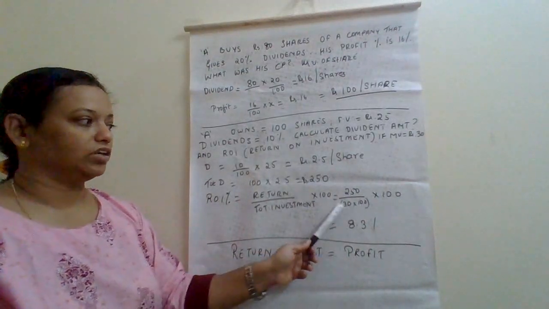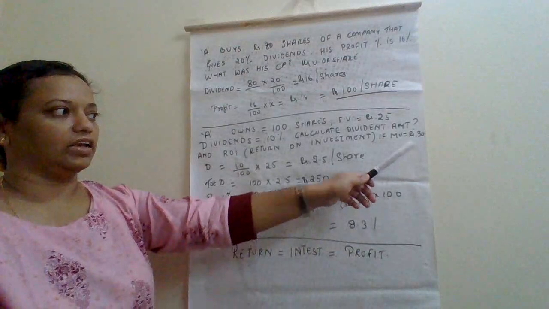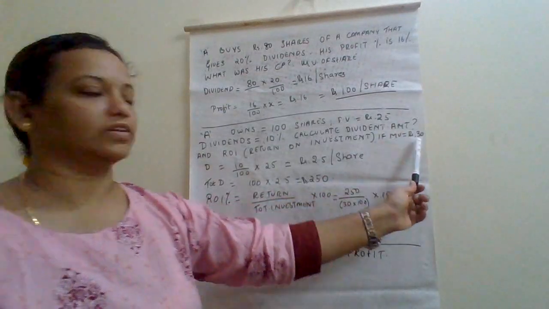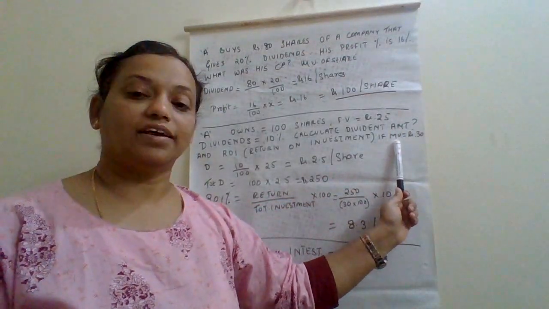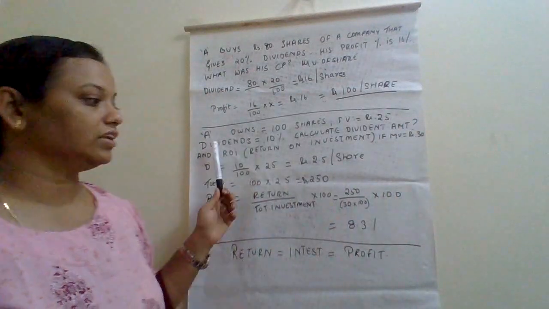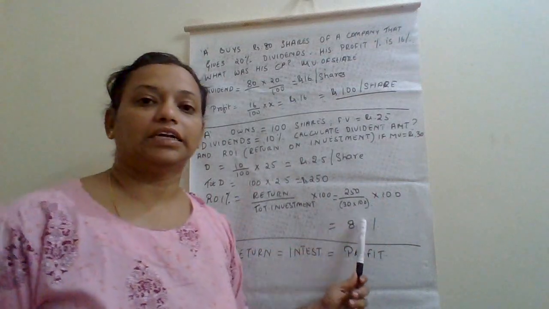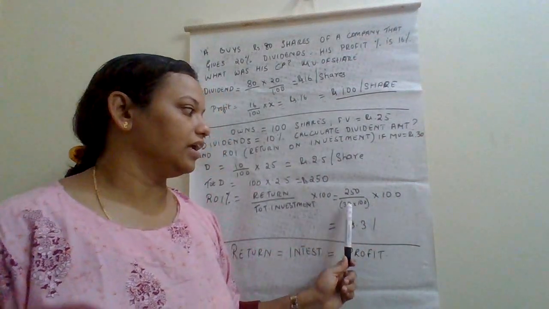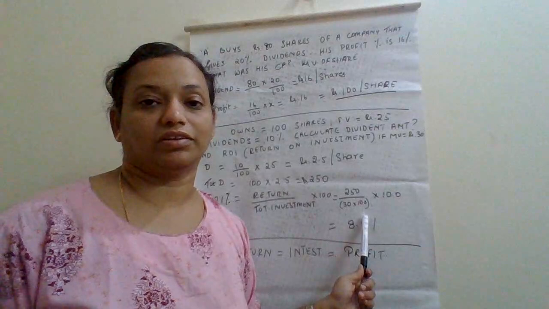Divided by, what is this? 30 into 10. We have another small part of this sum where they say the market value of the share is 30 rupees now. So what is invested? He has invested 30 into 100.